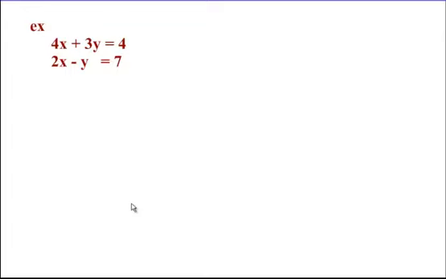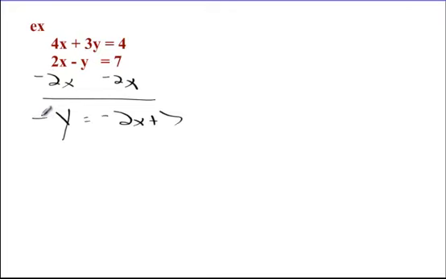Alright, looks like we got one more, and then there should be one in your packet I want you to try for when you come in, and that's going to be our launching point. So I have 4x, 3y, not happening, 2x, 1y, but this one is negative. Let's still use that. I'm going to do this in 2 steps, so minus 2x and minus 2x, negative y equals negative 2x plus 7, and either multiply or divide by the negative. I'm going to use multiplication. So that would be positive y equals positive 2x minus 7.